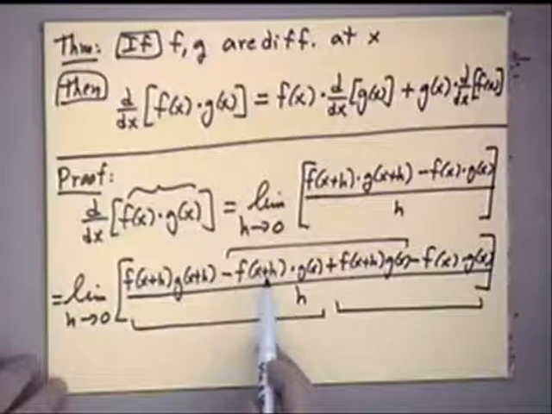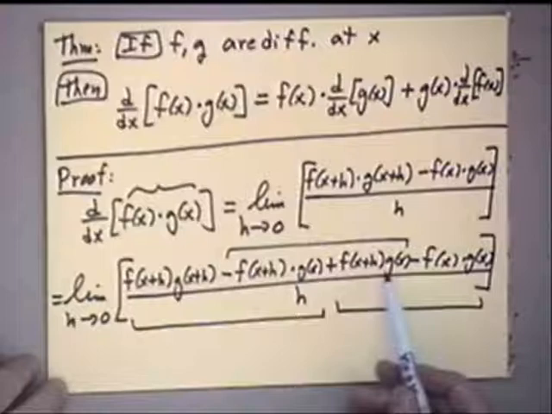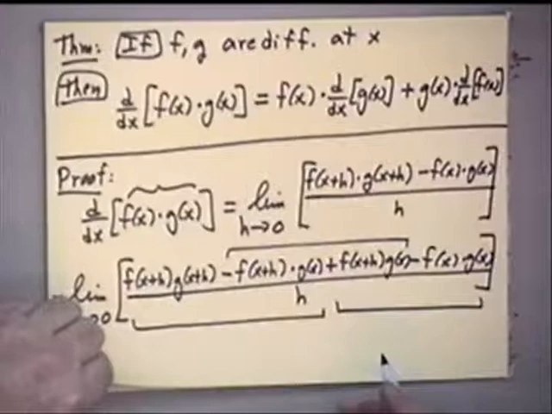Notice in this first fraction that f of x plus h is common, so I can factor that out front. In the second fraction, it's g of x which is common, and I will factor that out front. That will lead me to the following expression, and I will spread the limit out over the various parts.